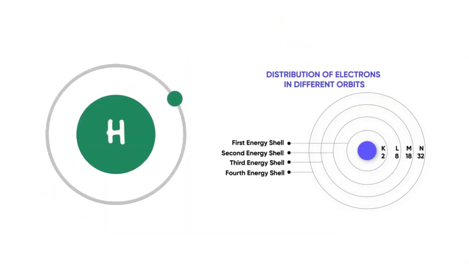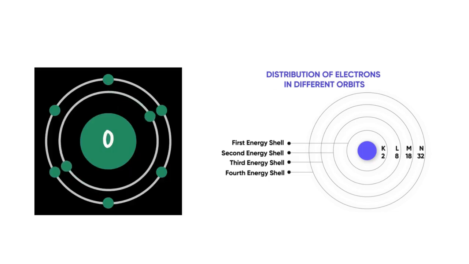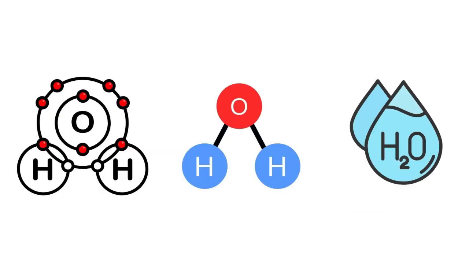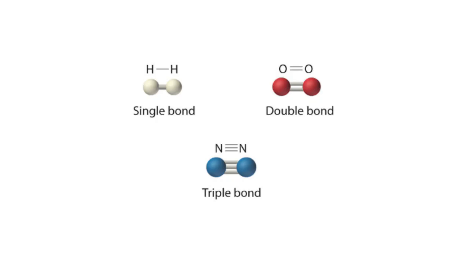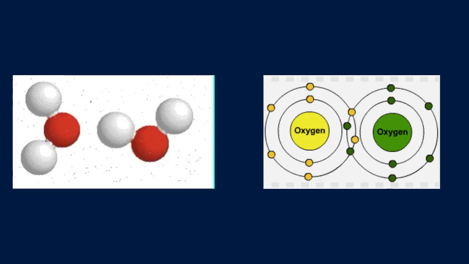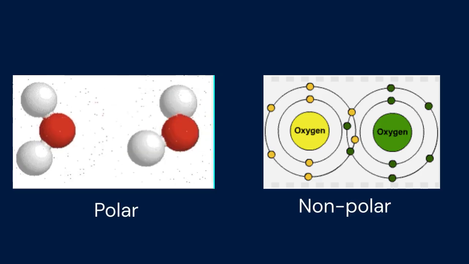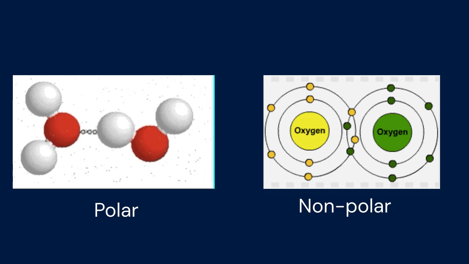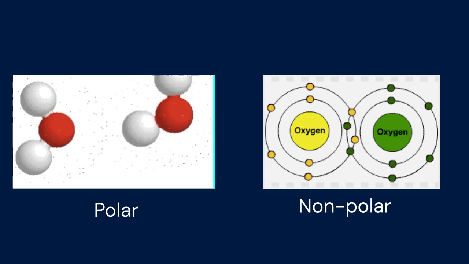Hydrogen has 1 electron and needs 1 more to have a full shell, which, for hydrogen, means 2 electrons. Oxygen has 6 valence electrons and needs 2 more to reach 8. Each hydrogen shares 1 electron with oxygen, and oxygen shares 1 back, forming 2 single covalent bonds. In covalent bonding, atoms share 1 pair of electrons, single bond, 2 pairs, double bond, or 3 pairs, triple bond. Molecules may be polar, like water with uneven sharing, or nonpolar, like O2 or CH4 with equal sharing.